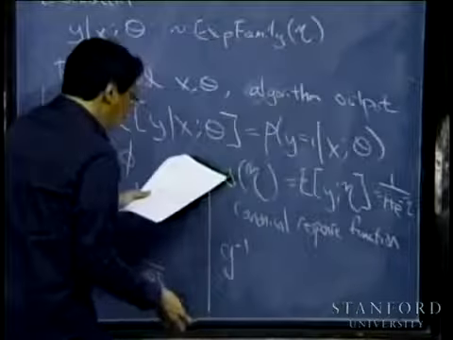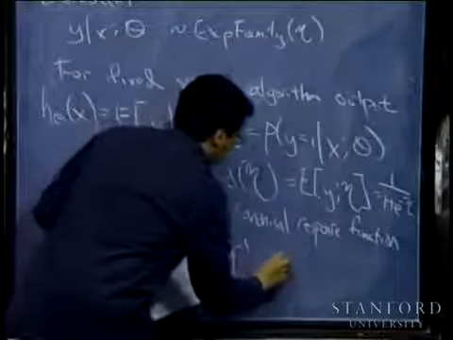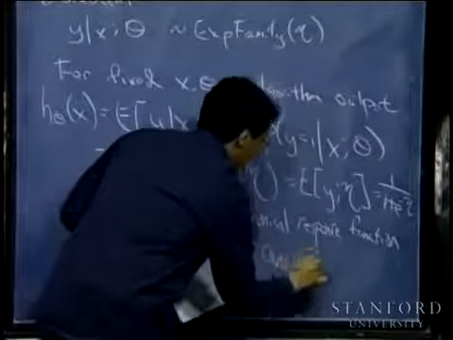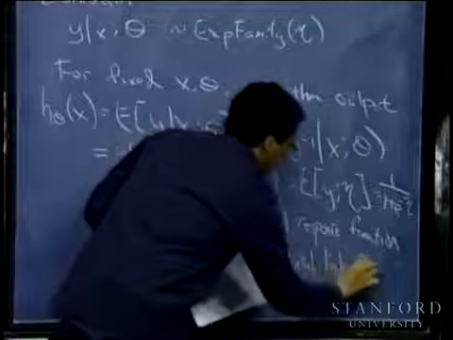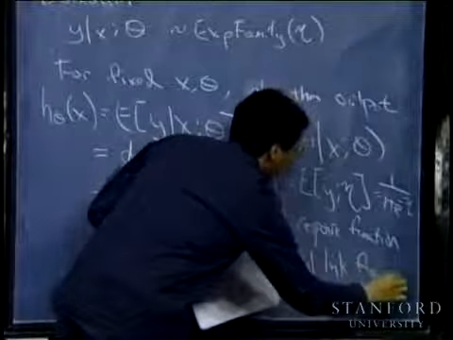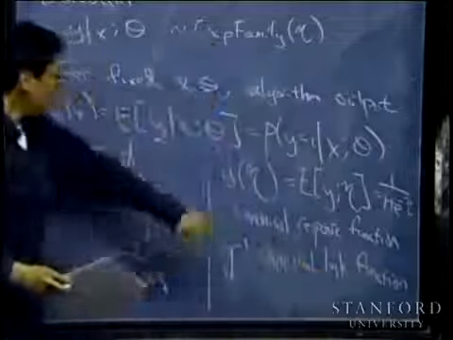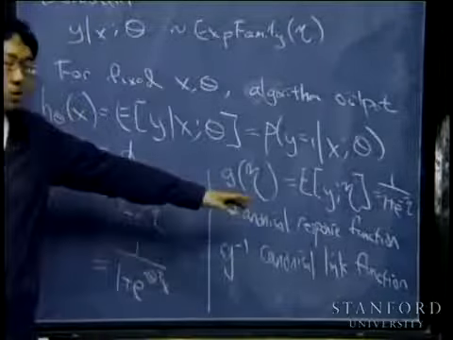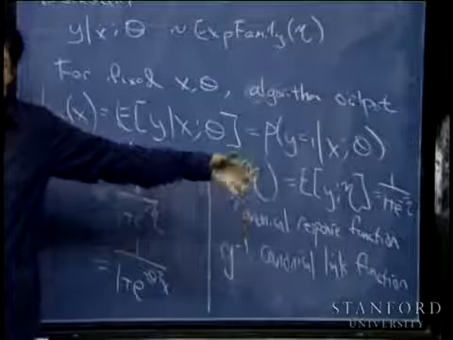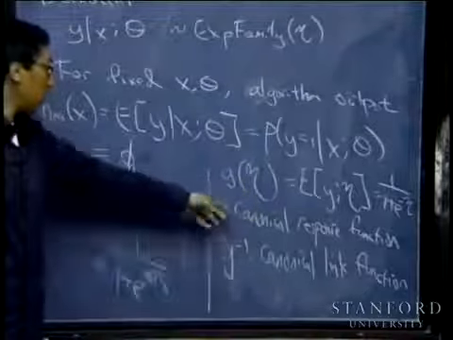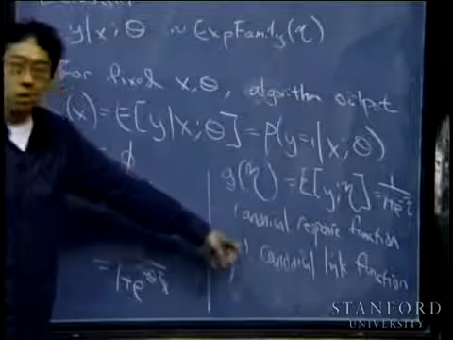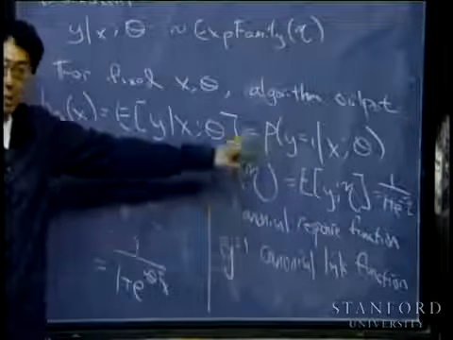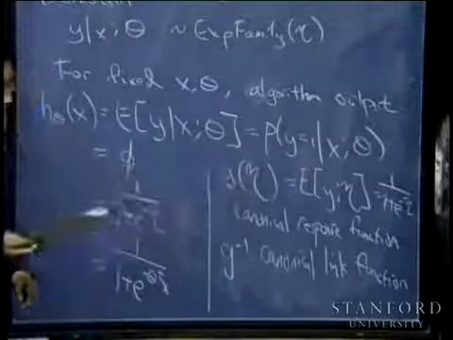And g inverse is called the canonical link function. Okay. These aren't a huge deal. I won't use this terminology a lot. I'm just mentioning this in case you hear people talk about generalized linear models. If they talk about canonical response functions or canonical link functions, just so you know, there's all of this.